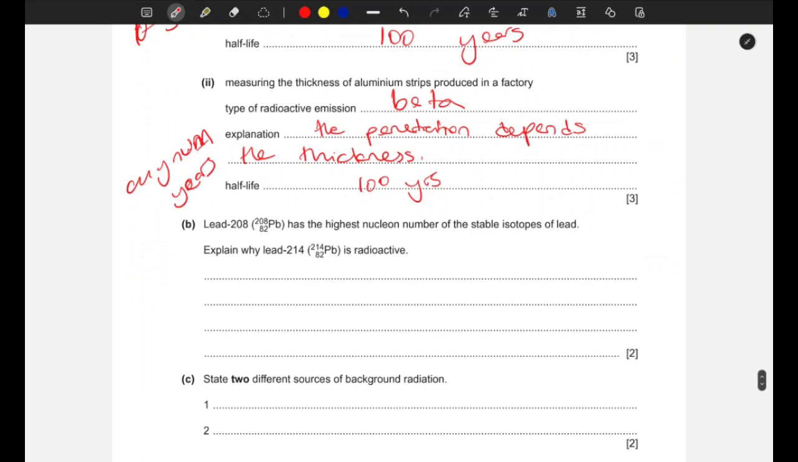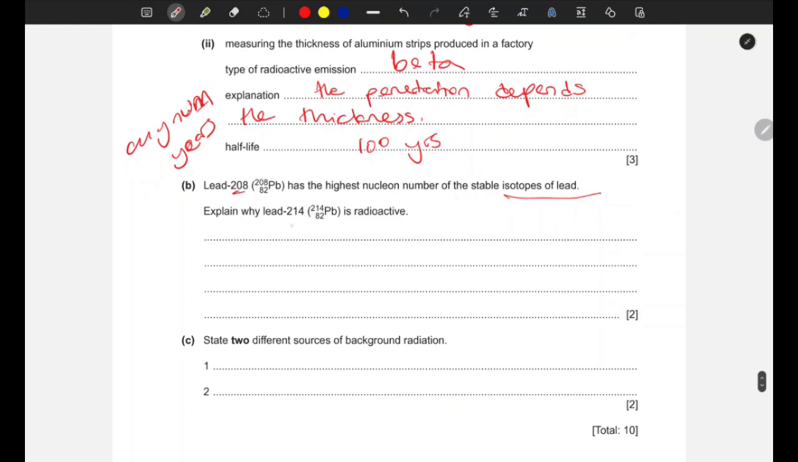Part B. Lead-208 has the highest nuclear number of the stable isotopes of lead. Explain why lead-214 is radioactive. So in general, one of the reasons why isotopes of atoms are radioactive is because they have too many neutrons. So we can say lead-214 has too many neutrons. So it has to decay to remove those neutrons.